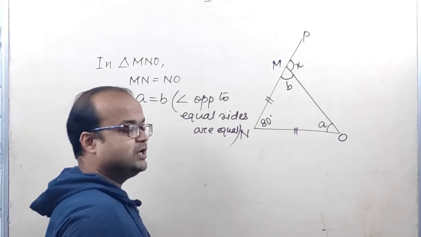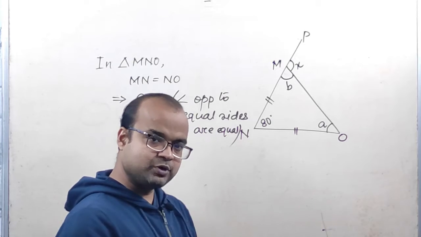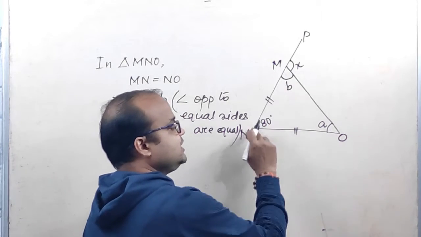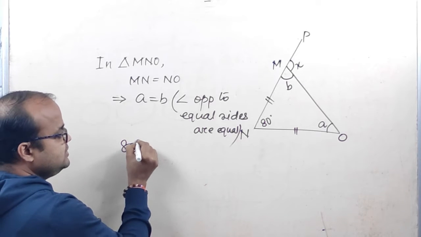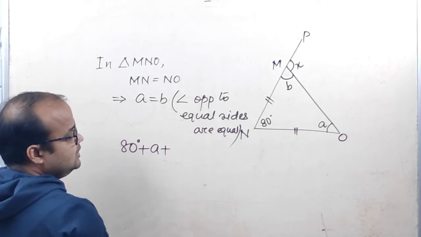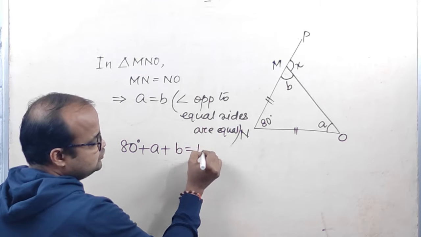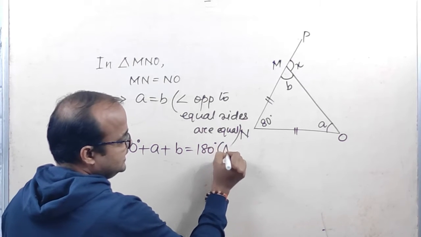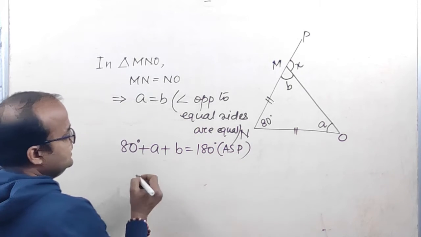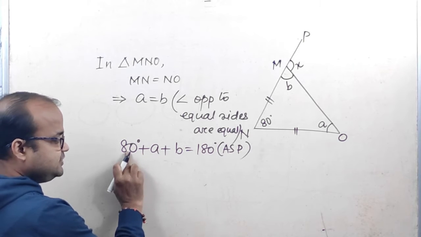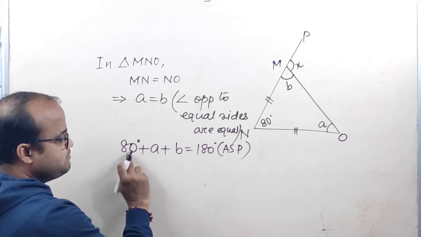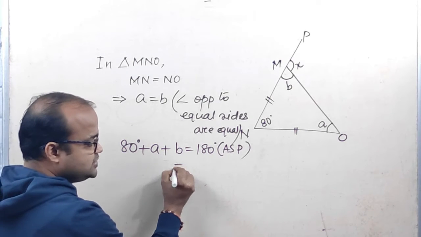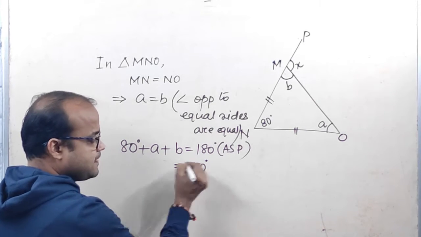Now next we are going to apply the angle sum property in the triangle MNO. So we can say that 80 degree plus A plus B equals 180 degree, angle sum property. Now if we shift this 80 degree to the other side, you will get 180 degree minus 80 degree, which is equal to 100 degree.